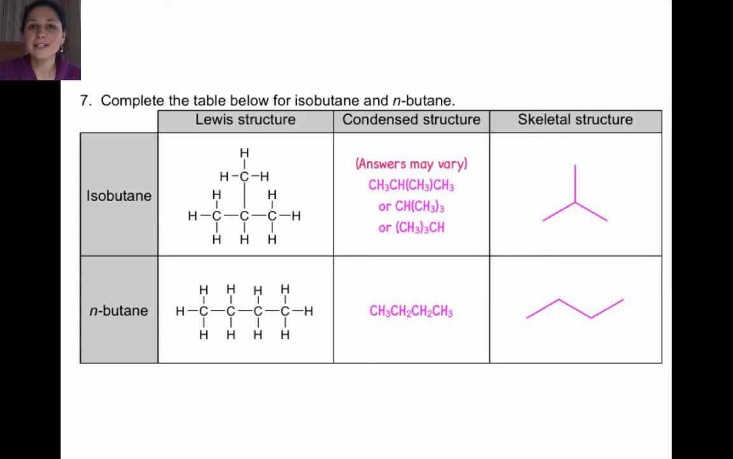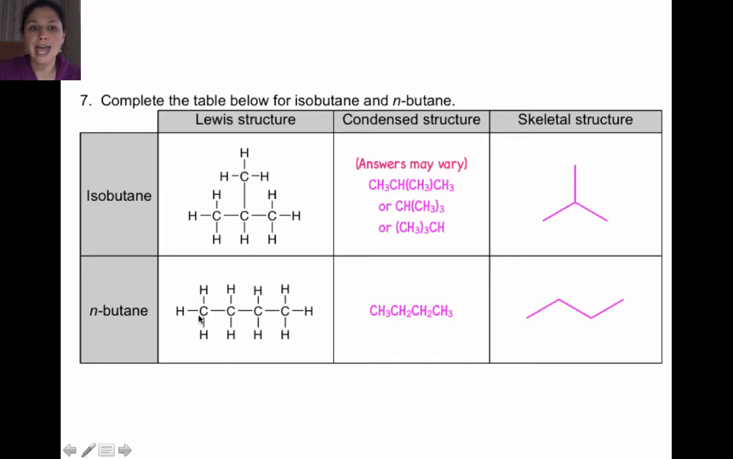Okay, 7 asks you to complete the table for isobutane and N-butane. So I'd like to make sure that we understand. Isobutane and N-butane have the same number of carbons and hydrogens. So they have the same molecular formula. And that means that they are probably isomers. And you can tell that they're definitely isomers if you notice that they have the same molecular formula and they have a different connectivity of the atoms.